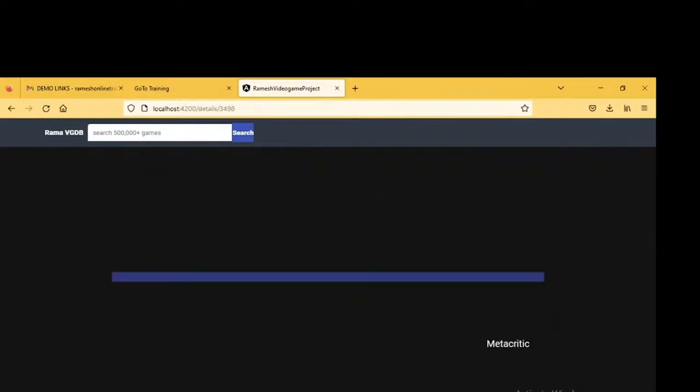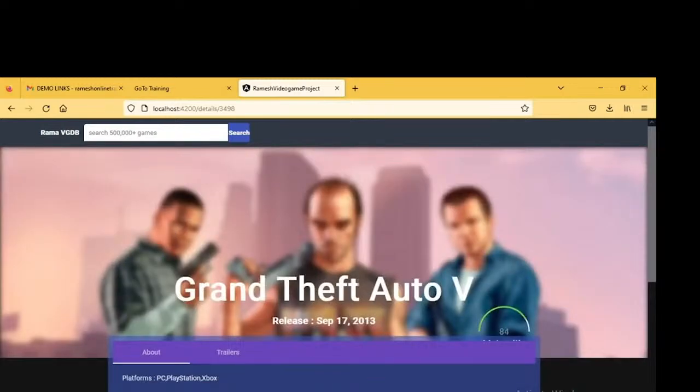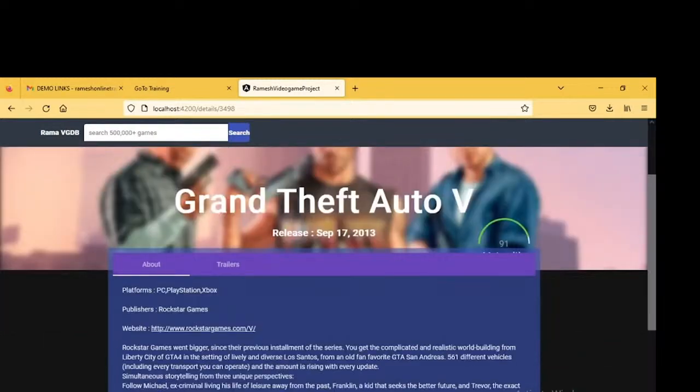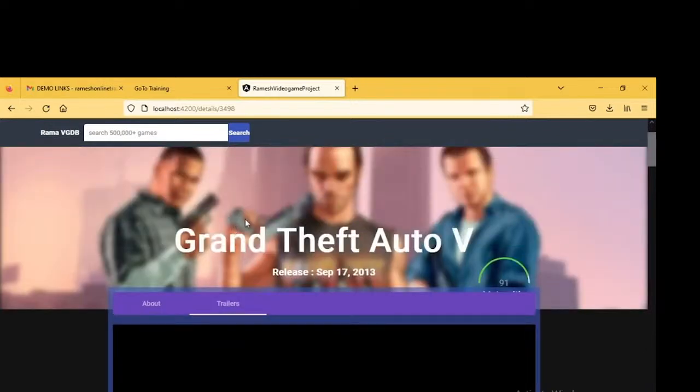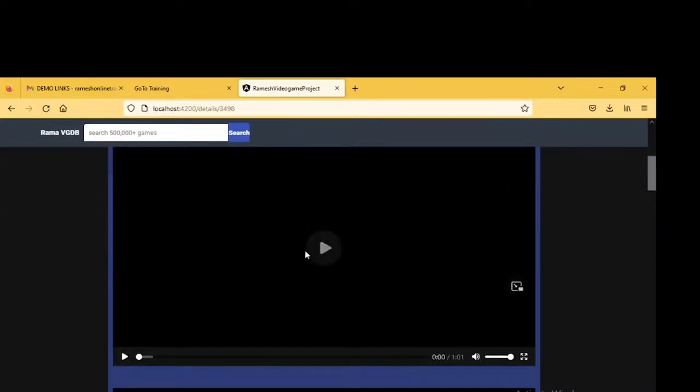For example, see here, this thing, Grand Theft, all those things, and trailers. Whenever this video game has trailers, at that time only you will get the trailer, not all the time. Since this game has trailers, that's why you are getting a trailer. Clear, everybody? Can you respond?